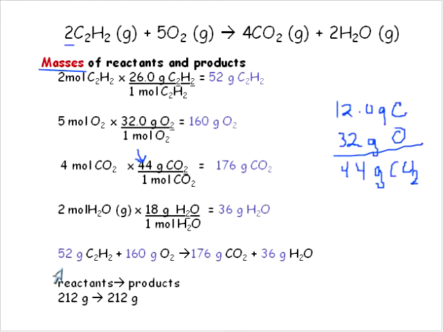At the end here, for our recipe, 2 moles of C2H2 combines with 5 moles of oxygen to give us 4 moles of carbon dioxide and 2 moles of water. Or we can look at it this way. We calculated that if we have the mass of 52 grams of C2H2 plus 160 grams of oxygen, that would yield 176 grams of carbon dioxide and 36 grams of water. Notice grams are equal on both sides.